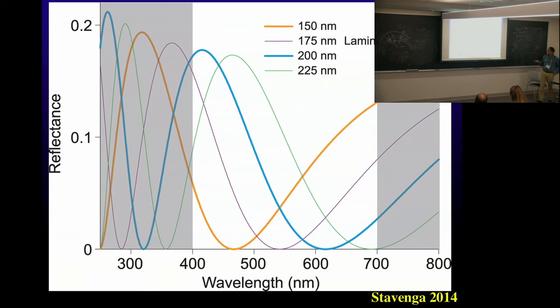Fortunately for us, there was a nice theory paper published from the Stavanger lab that said, well, what if you had lamina of different thicknesses? What colors would you see? And so you can see that blue occurs right around 200 nanometers of thickness of the lamina, and that's what we see in these butterflies.